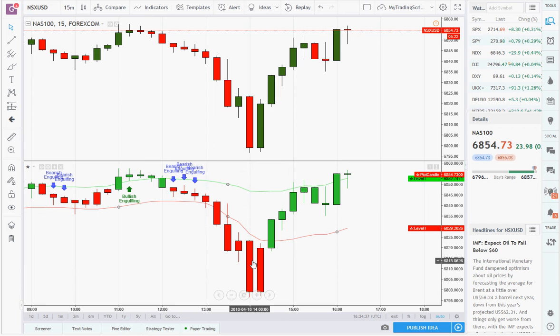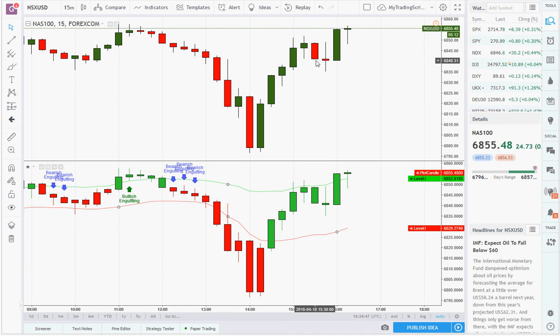Is that a pullback? Is that a reversal? Same thing here. If you look here, at 1530, it shows coming down. Was that a pullback? Was that a reversal? Well, if you look at ours, we thought, no, that's just a momentary pullback, and sure enough, it continued. So that's why having dynamic candles will help you with your trading decisions.